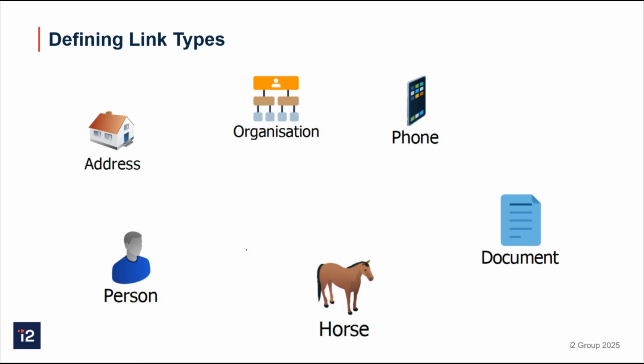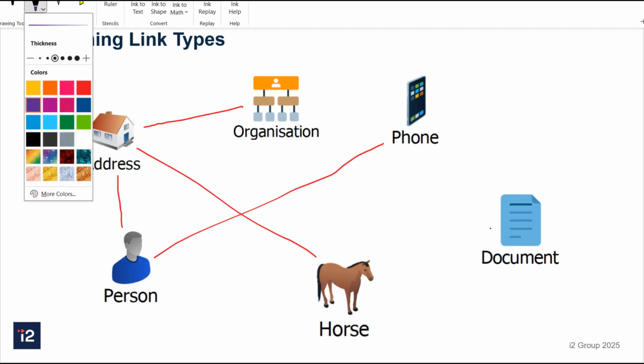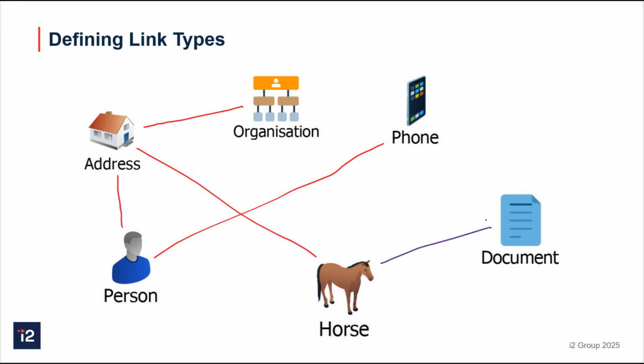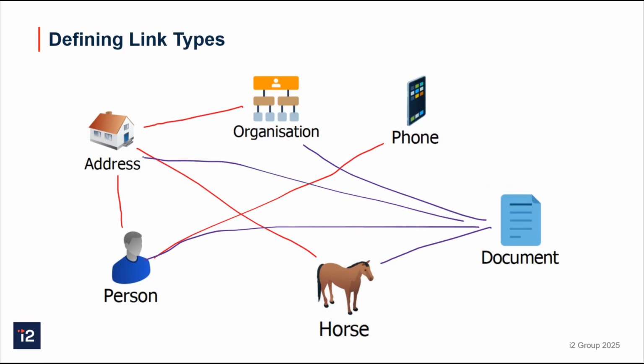So what I will do is draw the different possible links. For example, a person might live at an address, an organization might have an address as a location, a person can use a phone, and the horse can be located at an address, and I will change the color. You might have a document which talks about horse, which talks about organization, which talks about person, which talks about addresses. I forgot the fact that an organization can have a phone.